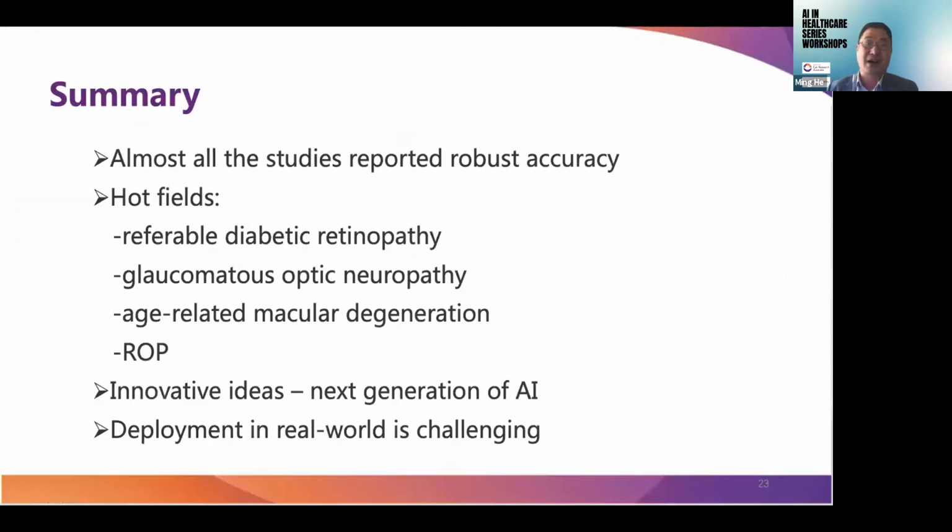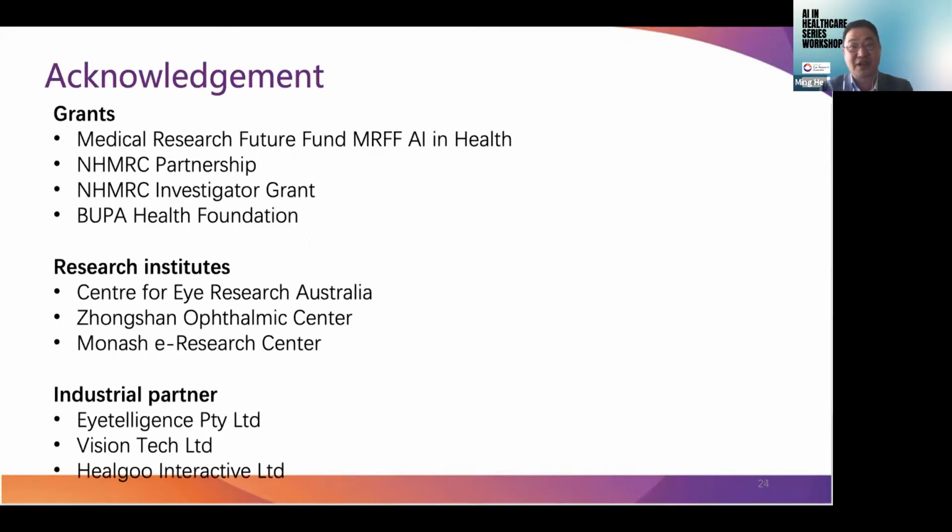So in summary, this AI is getting very hot, with a lot of publications and a lot of products coming up for the market. And for ophthalmology, these are the key diseases. People are creating more innovative ideas, a new generation of AI, but deployment in the real world setting is challenging. All this work is supported by a lot of research grants, and we work closely with Monash eResearch Center for a lot of this AI development, and also a couple of industry partners as well. Thank you so much.